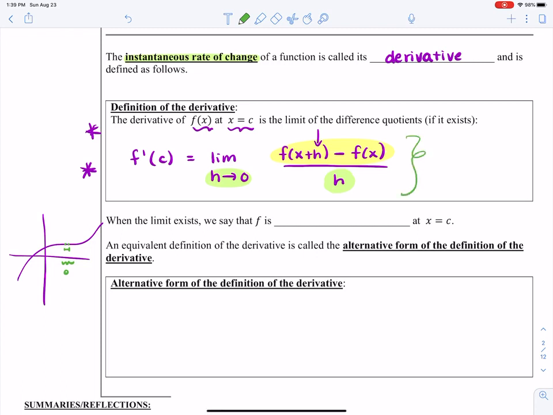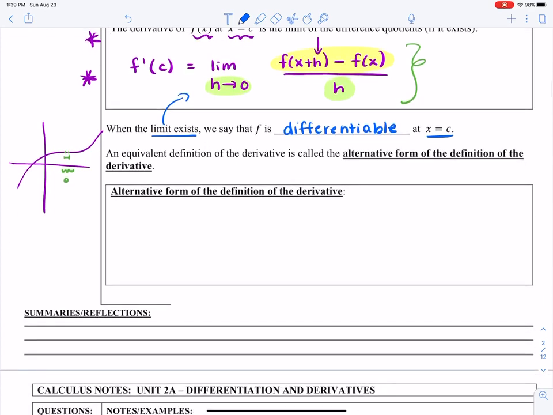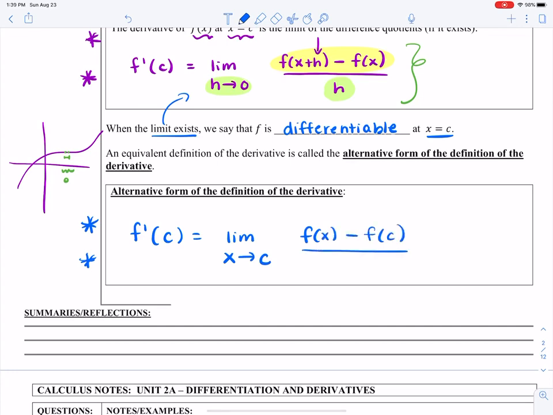Now, when we say a limit, when this limit exists, if this limit up here exists, we say that f is differentiable at the point x equals c. Now, there is actually another form of the definition of the derivative, and you're responsible for knowing both. The second form says if I want to find f prime of c, it's the limit as x approaches c of f of x minus f of c over x minus c.